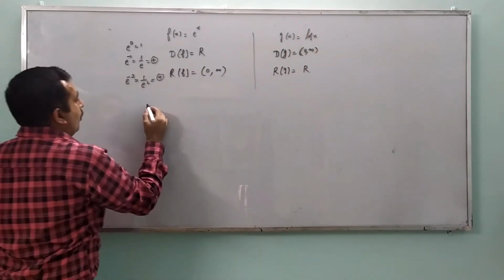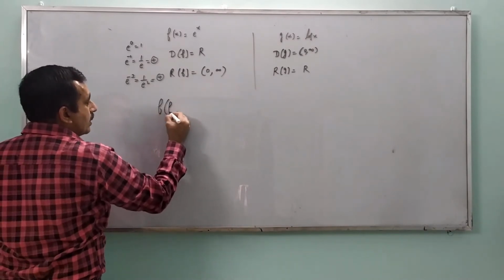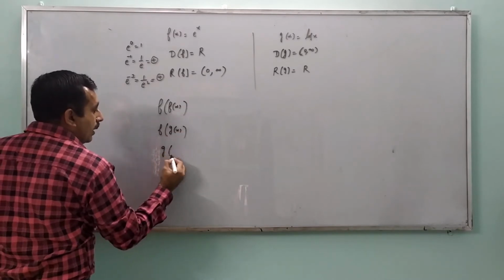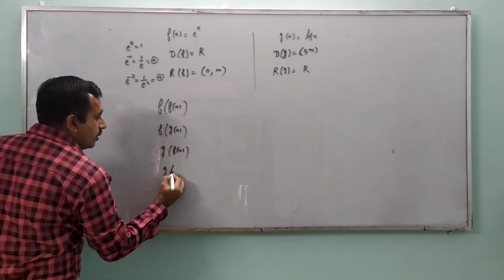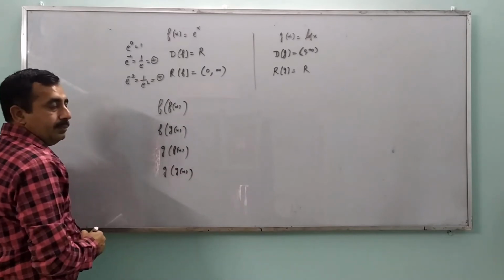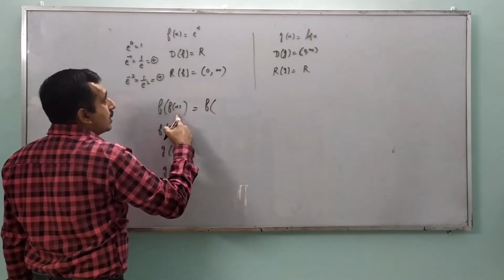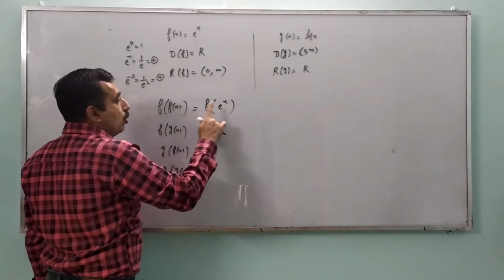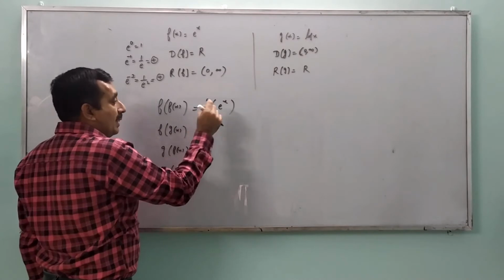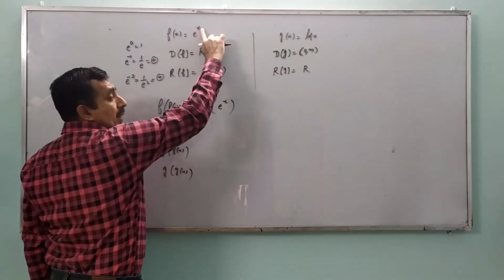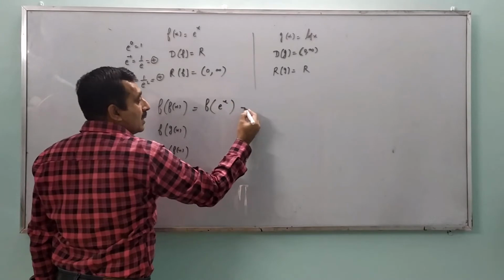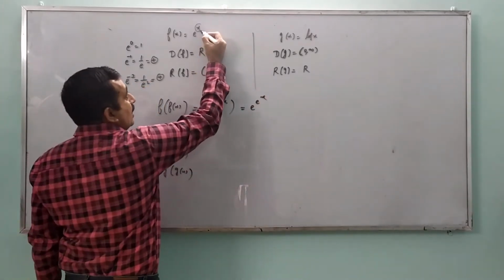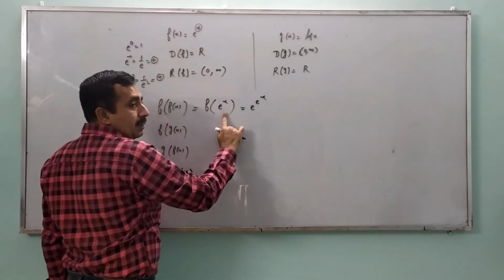Now if the question is to find f of f(x), f of g(x), g of f(x), g of g(x). Firstly write down f(x). What is f(x) here? e^x. Now this e^x becomes the domain for f. So instead of x, I have to write this. So it is now e to the power e^x.